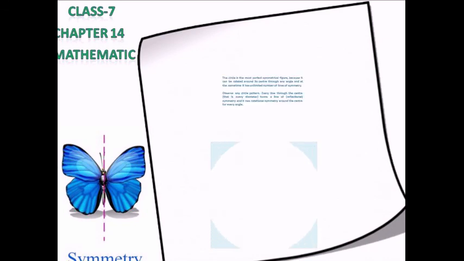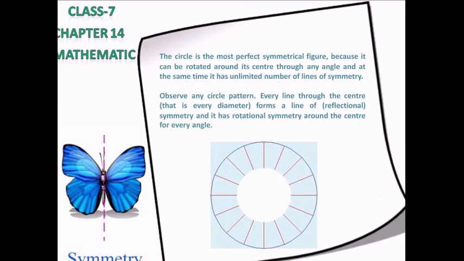The circle is the most perfect symmetrical figure because it can be rotated around its center through any angle, and at the same time it has unlimited number of lines of symmetry. Observe any circle pattern. Every line through the center, that is every diameter, forms a line of reflectional symmetry, and it has rotational symmetry around the center for every angle. Class 7.